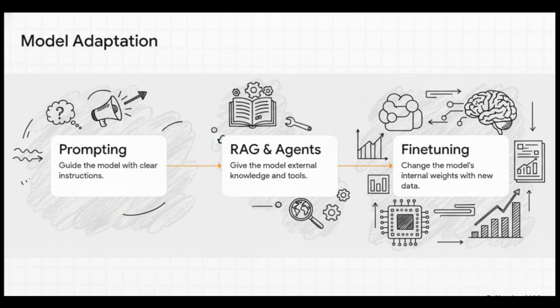If that doesn't quite get you there, you can move up to something called RAG, which is a way to give the model access to external documents and knowledge. And then, for the most control, the top of the ladder is fine-tuning, where you're actually changing the model's internal wiring with new data. The key is to climb this ladder one step at a time.